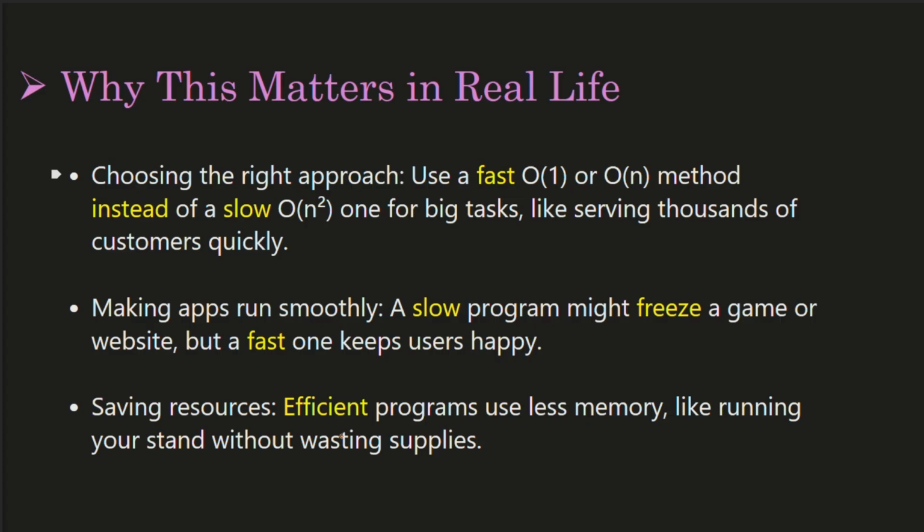Why this matters in real life. Understanding time and space complexity helps you write better programs, just like planning a great lemonade stand. Choosing the right approach. Use a fast O of 1 or O of n method instead of a slow O of n squared one for big tasks, like serving thousands of customers quickly. Making apps run smoothly. A slow program might freeze a game or website, but a fast one keeps users happy. Saving resources. Efficient programs use less memory, like running your stand without wasting supplies.